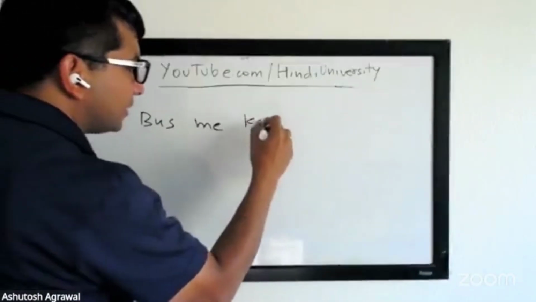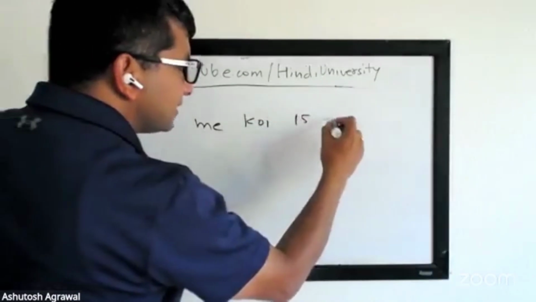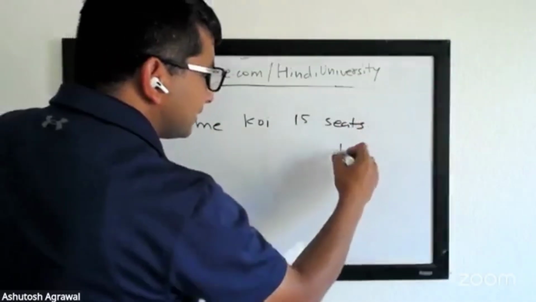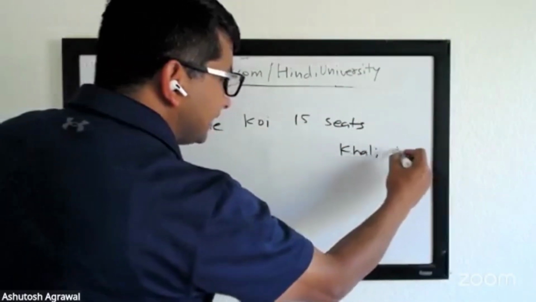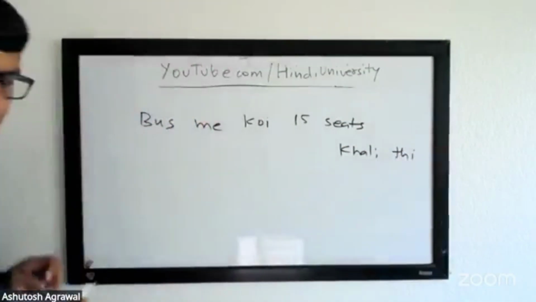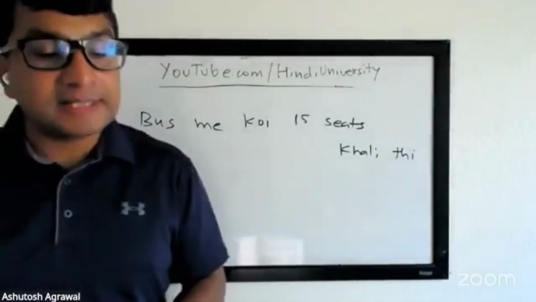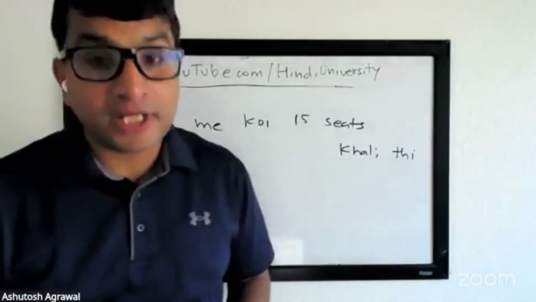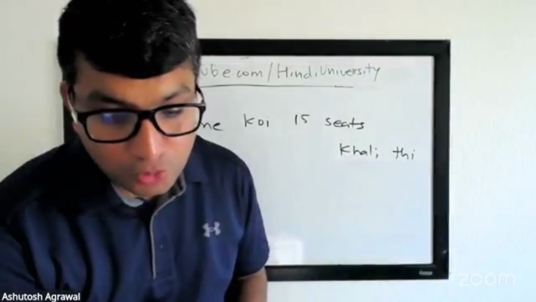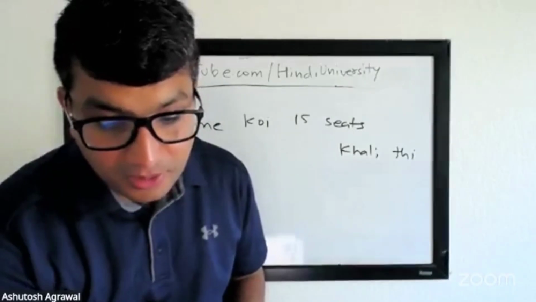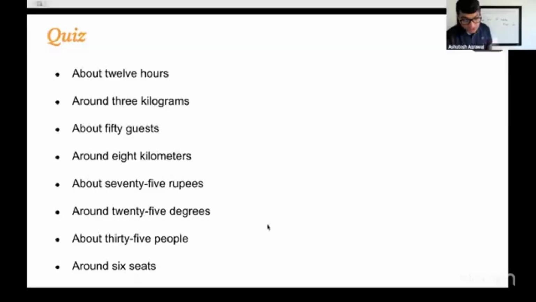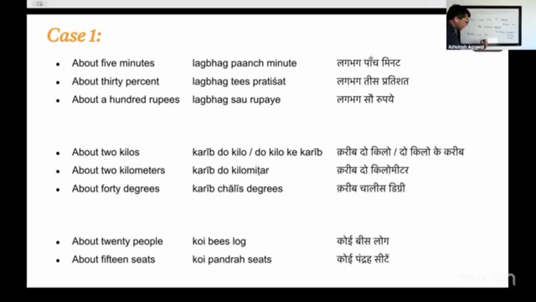बस में कोई 15 seats खाली थी. Okay, खाली थी. बस में कोई 15 seats खाली थी. Now you want to say about 20 people came to the party. How will you say that? Very good. Party में कोई 20 लोग आए. Okay, party में कोई 20 लोग आए.